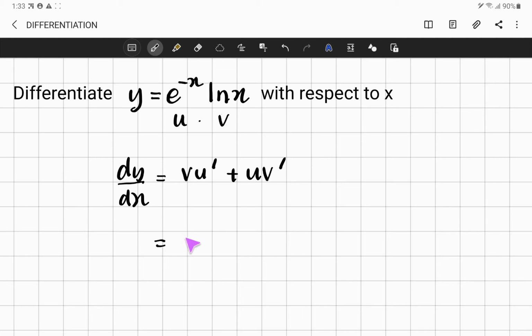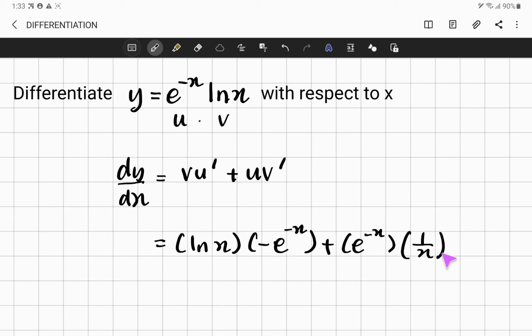v, which is the ln x, differentiate e to the power negative x, we get negative e to the power negative x, plus e to the power negative x times the derivative of ln x, which is 1 over x.